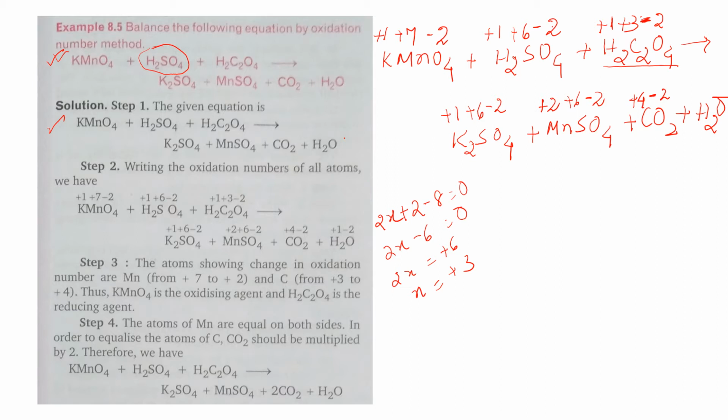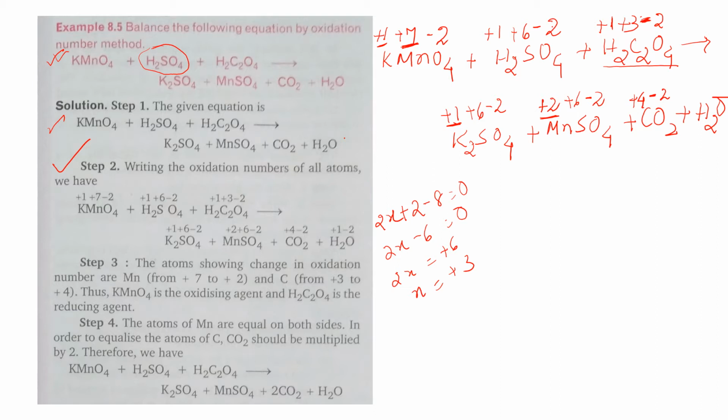Now you have written everything, so step 2 is also over. Now step 3: you have to see which atom is showing a change in oxidation number. Potassium is +1 on the left hand side and +1 on the right hand side also, so there is no change. Manganese is +7 on the left hand side and +2 on the right hand side. That means there is a change in the oxidation number.